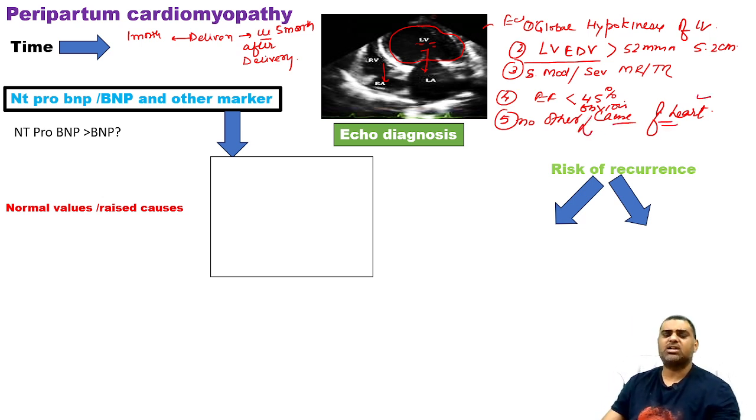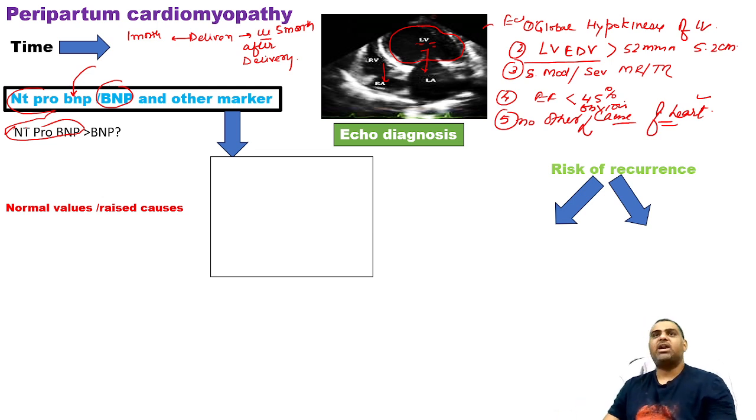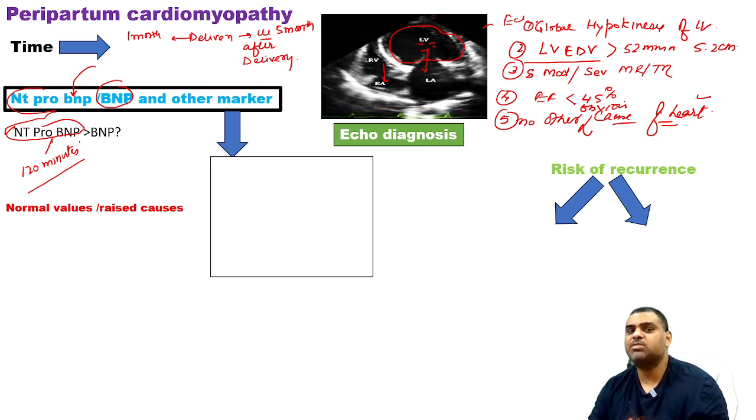Now what are the markers? One marker that is in front of you is NT-pro-BNP. Now there are BNP and NT-pro-BNP. Why is NT-pro-BNP generally preferred over BNP? The reason behind this is that NT-pro-BNP has a half-life of 120 minutes, whereas BNP has a very short half-life. So it is always better to measure NT-pro-BNP.